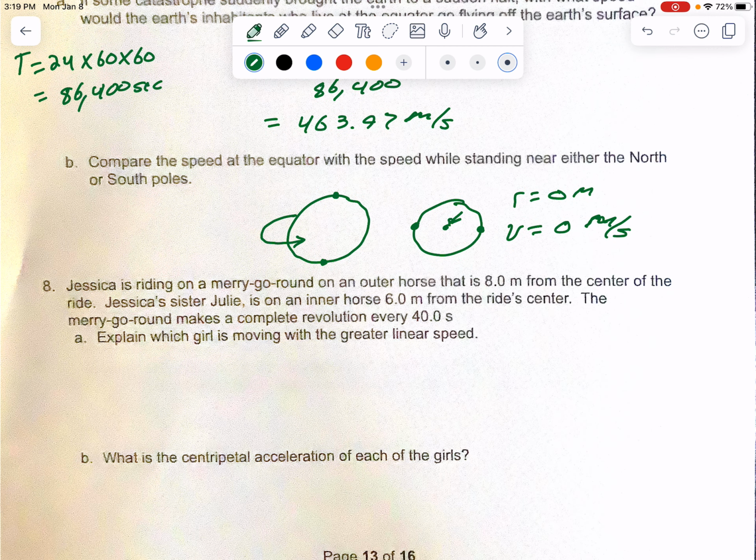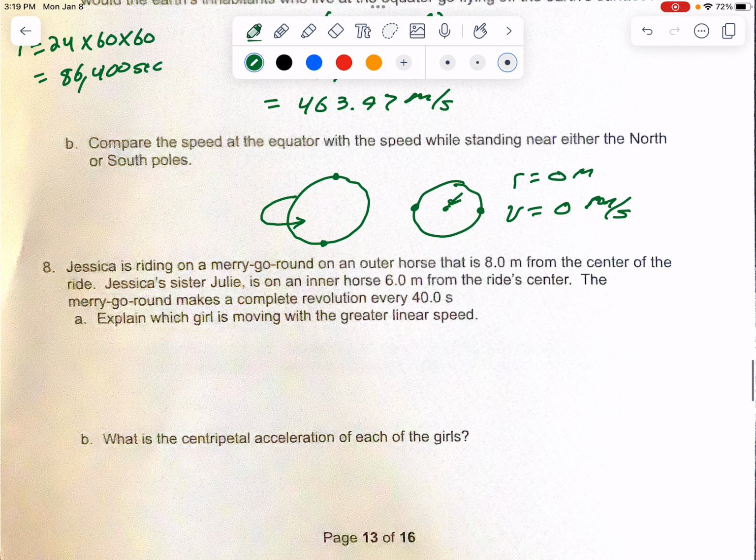8, Jessica is riding on a merry-go-round on an outer horse that is 8 meters from the center of the ride. Jessica's sister Julie is on the inner horse, 6 meters from the ride center. The merry-go-round makes a complete revolution every 40 seconds, so I gave you T, and I gave you 2 radiuses. So we're going to find the velocity for Jessica and Julie.